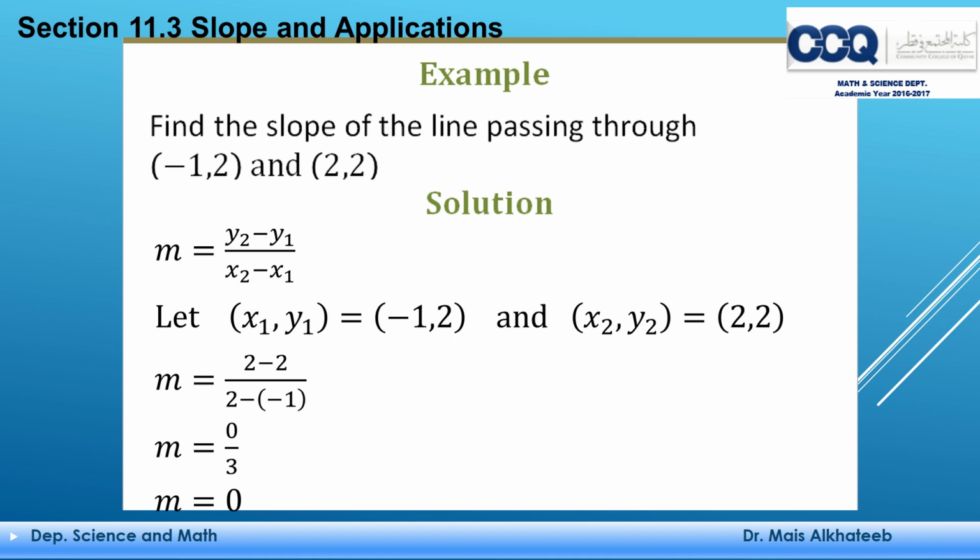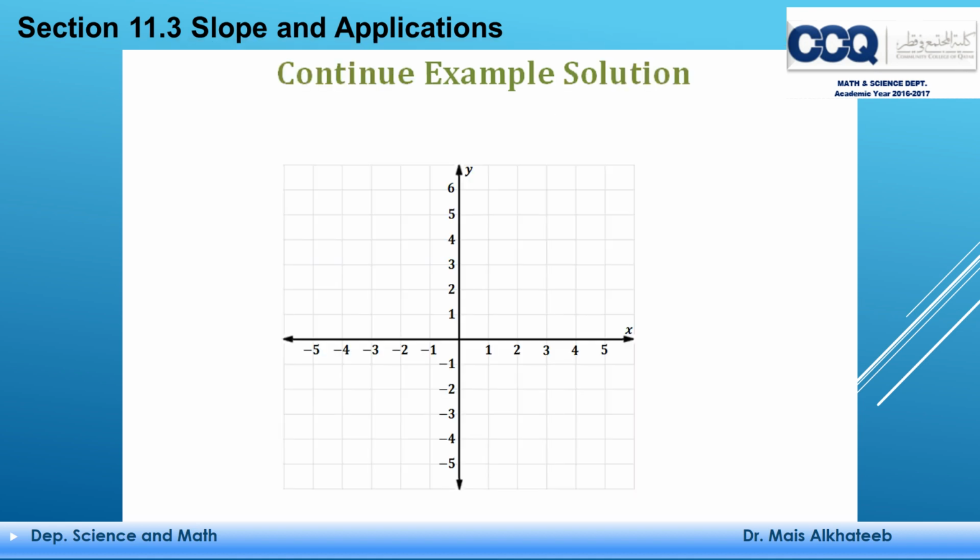Now I will draw this line which has slope 0 and see what it looks like. The first point is minus 1, 2 and the second point of this graph is 2, 2. We join both points together and we get this graph. As we see, it's a horizontal line. And the slope was equal to 0. So if the slope equals 0, the line will be a horizontal line.